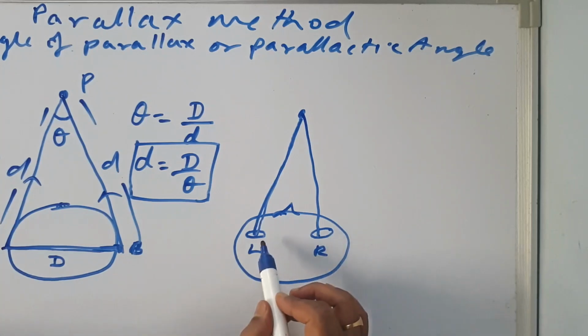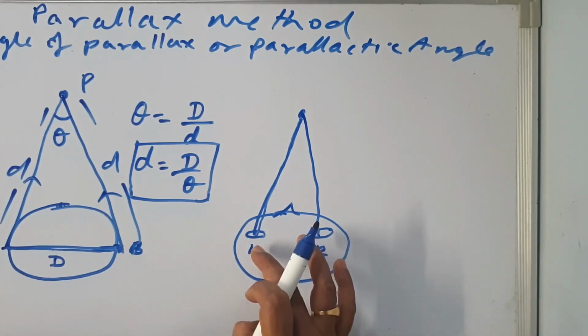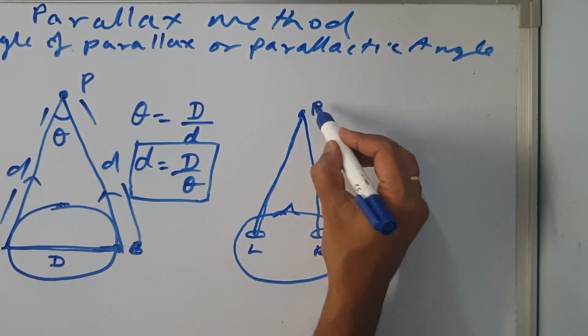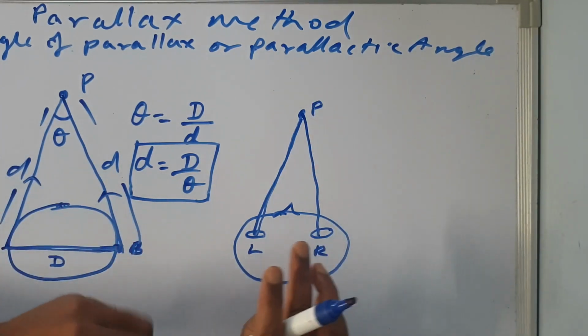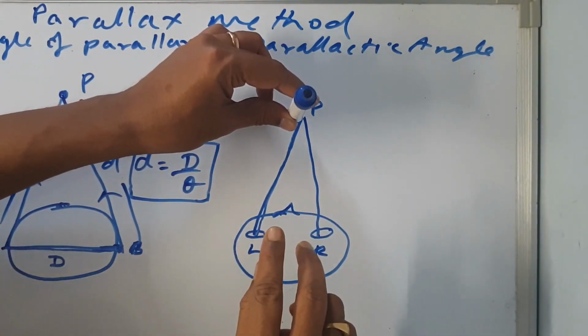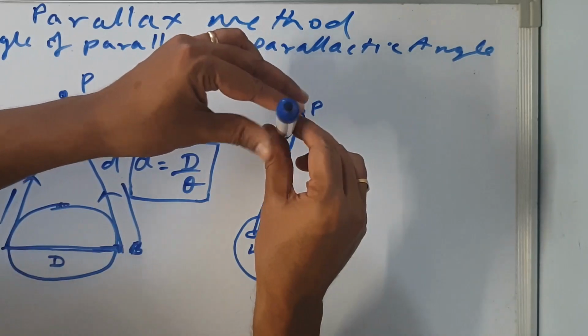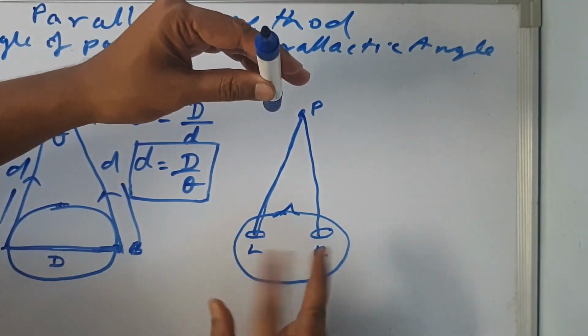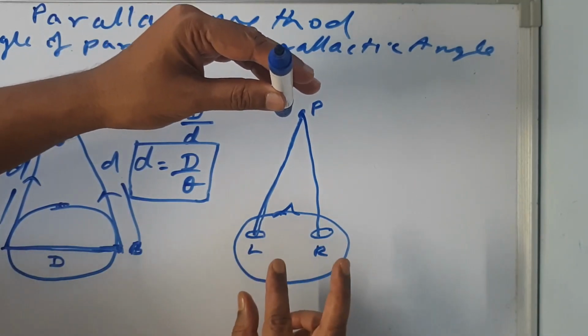If you do one thing, that is, first you keep your right eye closed and left eye open, then your left eye closed and right eye open. Keep doing that alternately. You will notice that this pen which you are holding here gets displaced with respect to the background continuously when you keep on opening and closing left and right eyes.